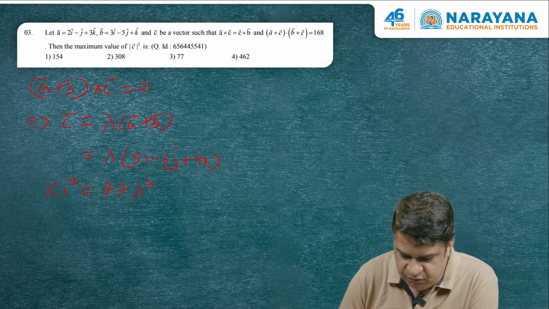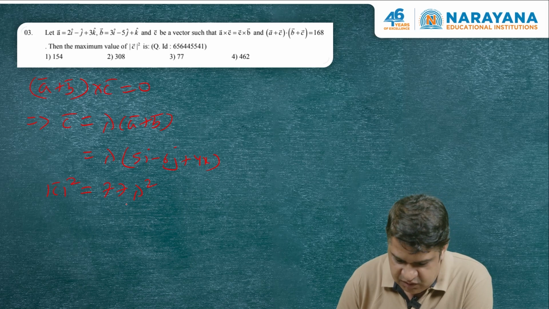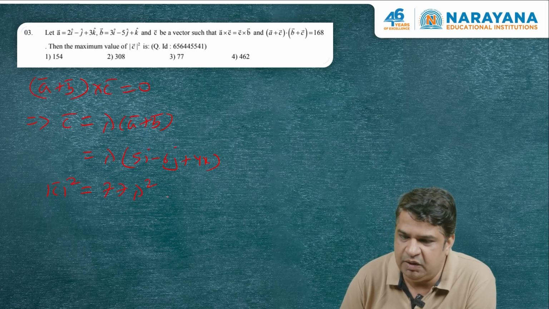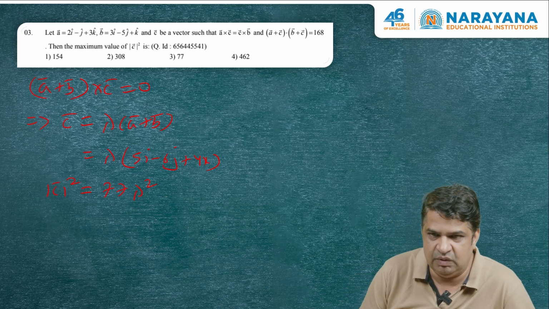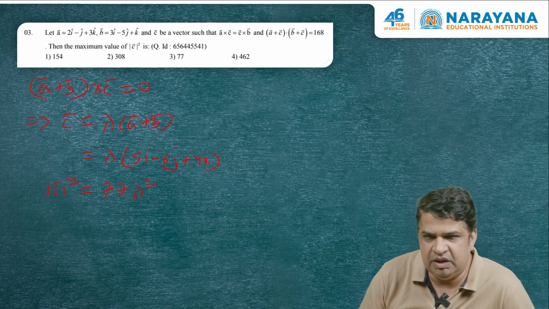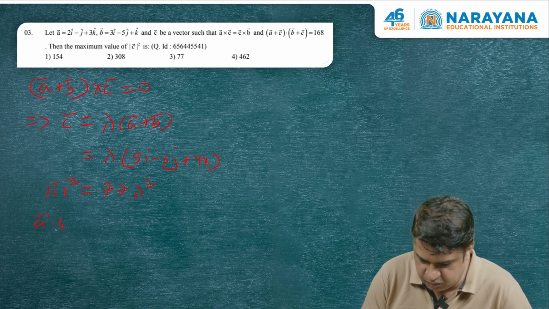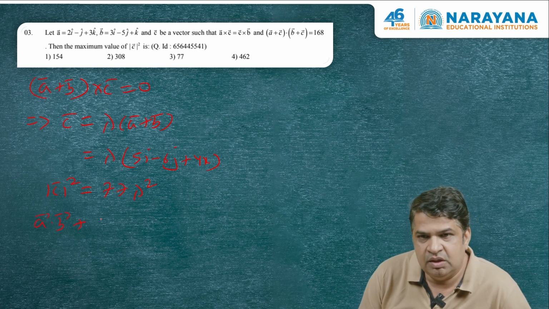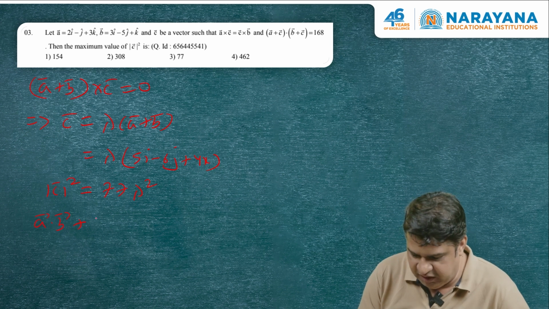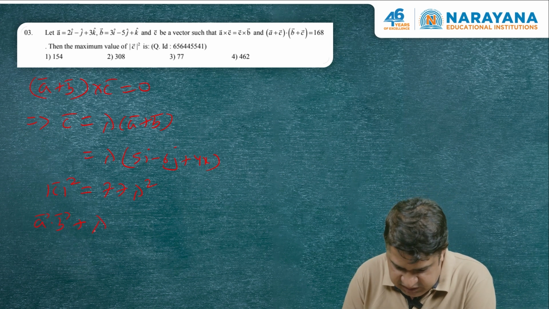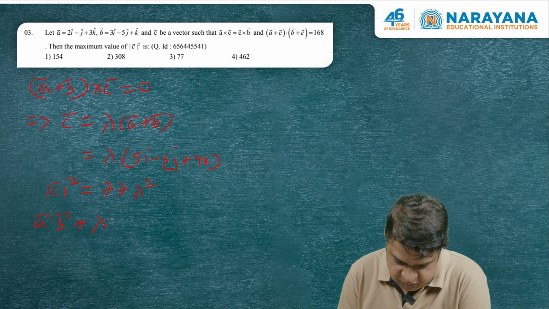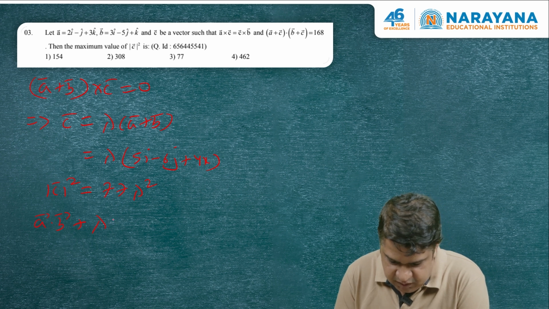Now, we need the maximum value of 77 lambda square, so we are supposed to calculate the value of lambda. One more condition is given: (a plus c) dot (b plus c) equals 168. If we take their dot product, it is a dot b plus (a plus b) dot c, and (a plus b) dot c means basically lambda times (a plus b) dot (a plus b).